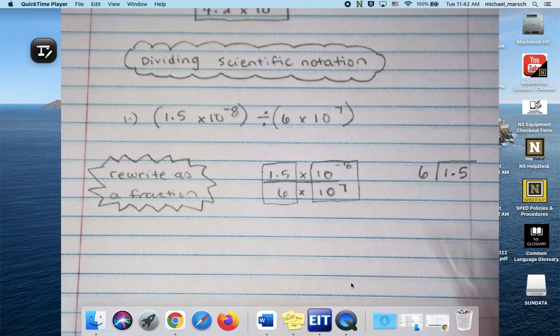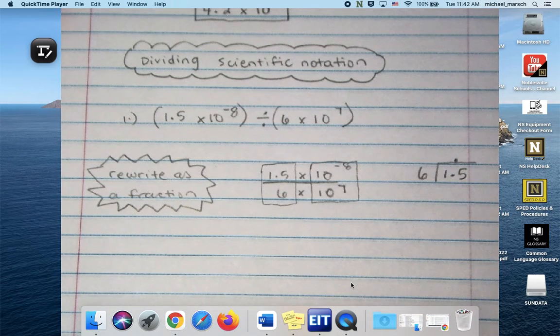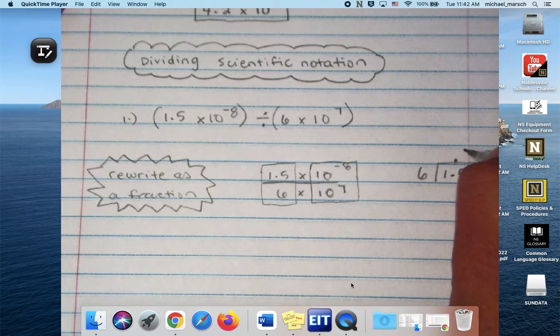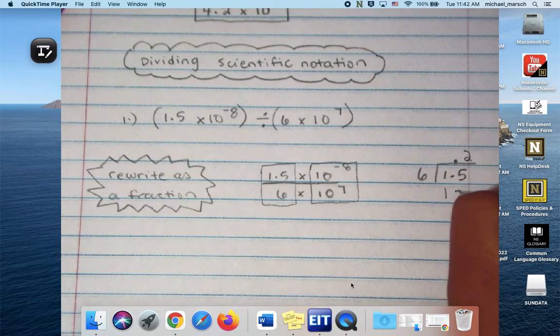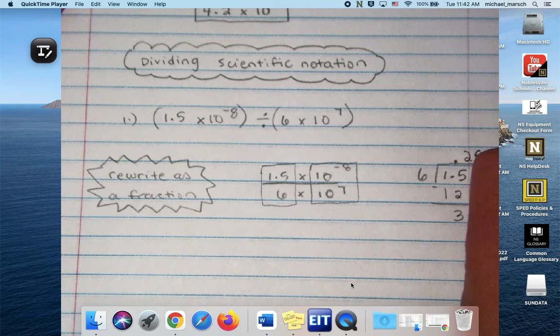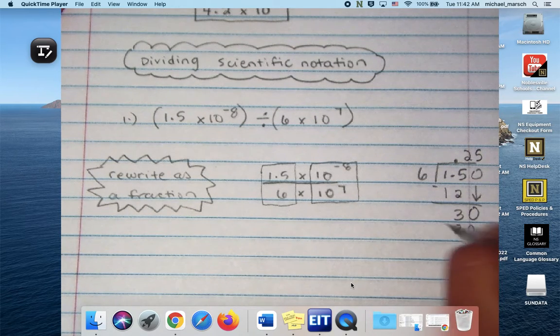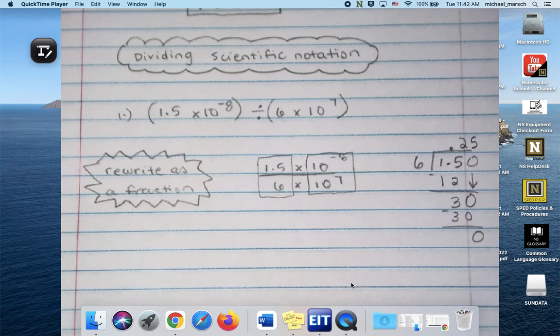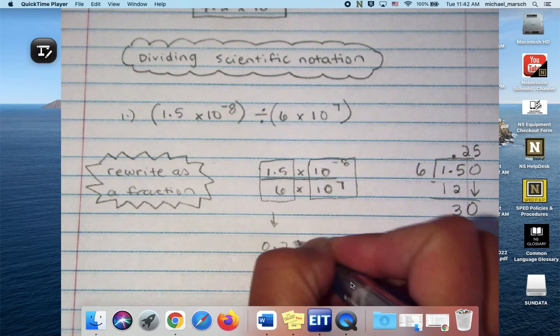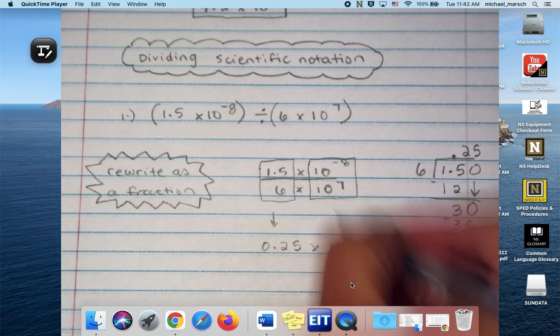All right, so I'm going to put my decimal point here. 6 goes into 15 how many times? 2. 2 times 6 is 12. Subtract. Bring down the 3. I have to put a 0. 6 goes into 30 how many times? 5. It's a nice little long division for you. So I'm going to get 0.25 times 10 to the what?